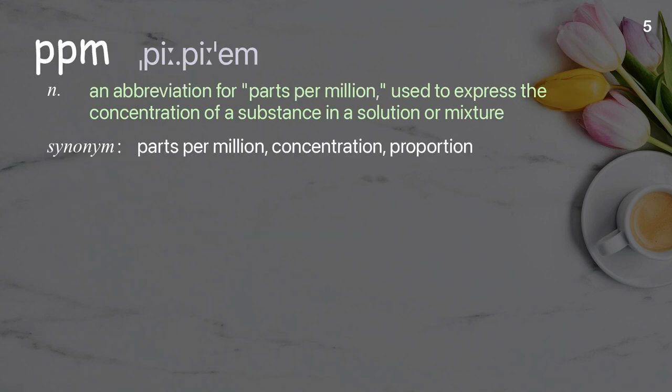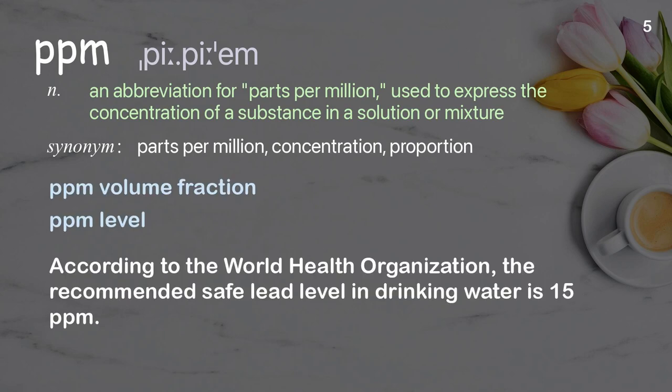PPM. An abbreviation for parts per million, used to express the concentration of a substance in a solution or mixture. Examples. PPM volume fraction. PPM level. According to the World Health Organization, the recommended safe lead level in drinking water is 15 ppm.